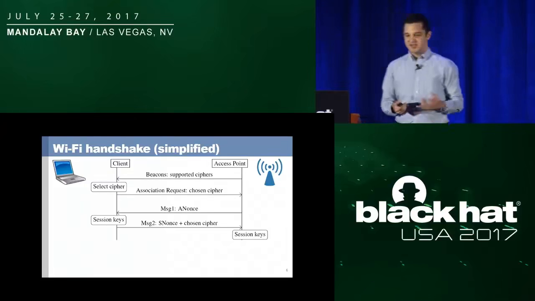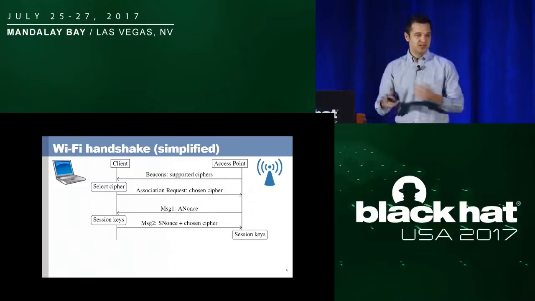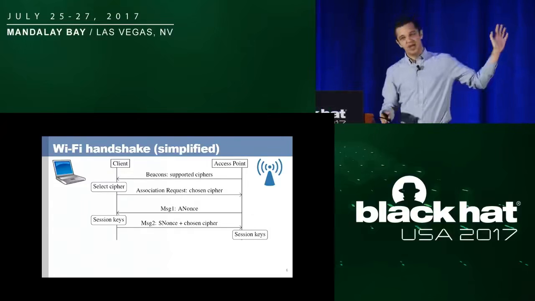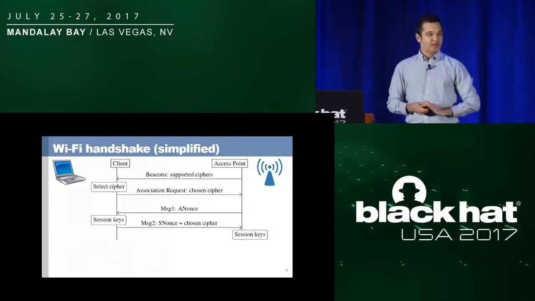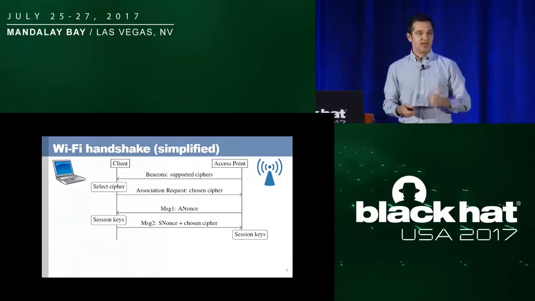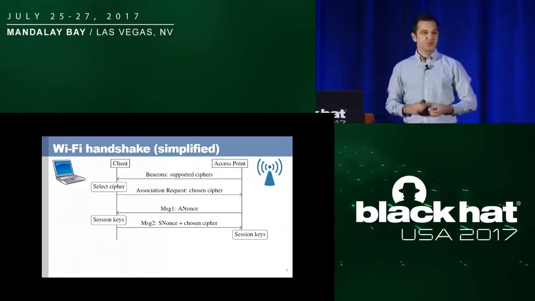Once the client has sent this association request, which again informs the access point, hey, I'm a client and I want to connect, if the access point accepts this client, then it will send the first message of the handshake, and then the client will reply.